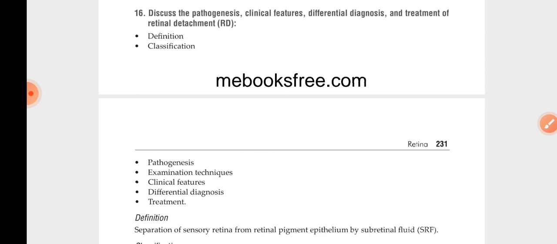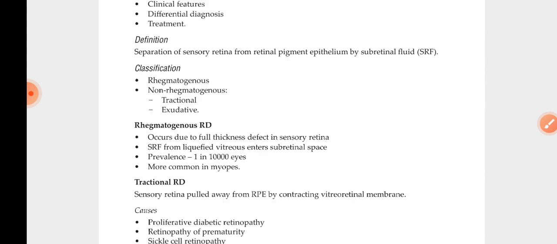First, coming with the definition. Separation of sensory retina from retinal pigment epithelium by subretinal fluid. This is a very compressed type. It is nothing but retinal pigment epithelium and sensory retina being far apart because of subretinal fluid. Classification: there are three types, that is rhegmatogenous, and non-rhegmatogenous, in which there are two types, tractional and exudative. You can write three types also: rhegmatogenous, tractional retinal detachment, exudative retinal detachment.